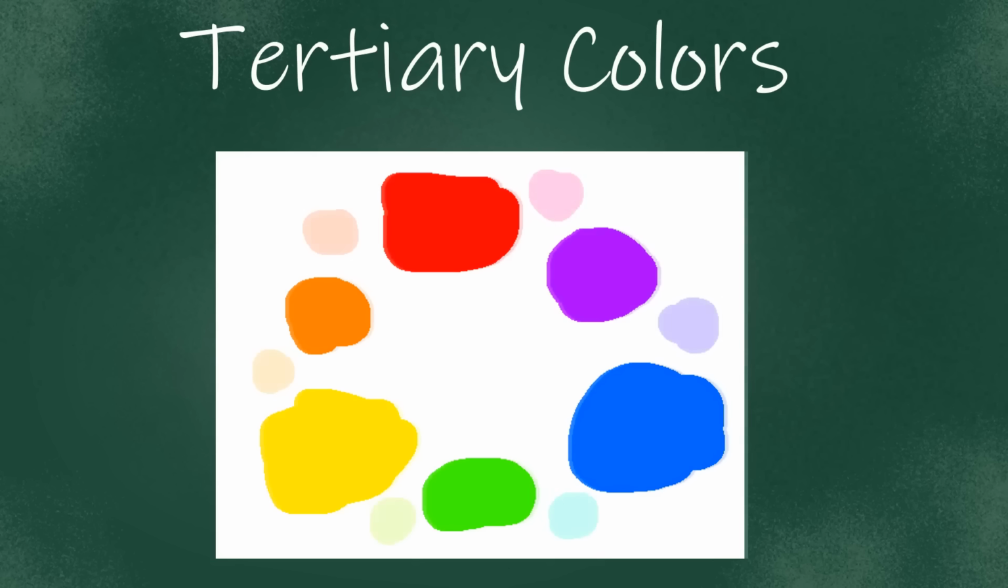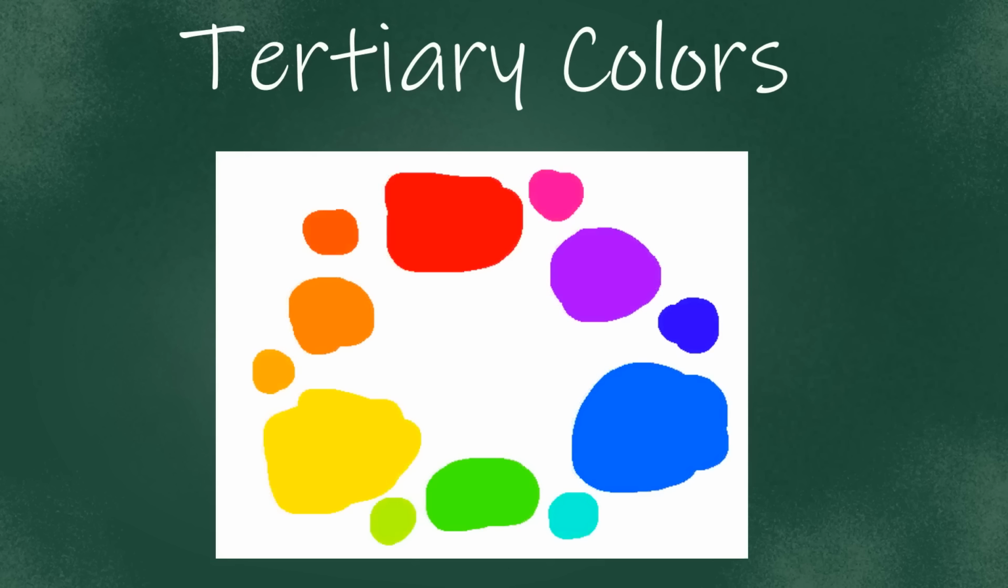We have red, we have orange, and we have red-orange. We have yellow, green, and yellow-green. These tertiary colors are an integral part of understanding color theory and are often the thing I see people miss when they try to approach the topic.